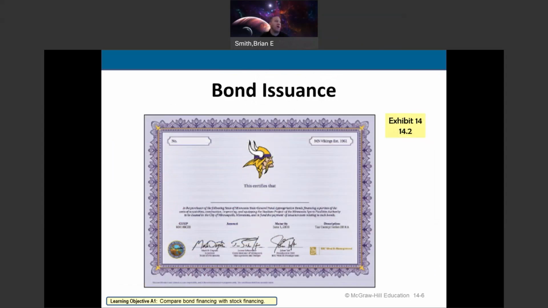And here's what a bond looks like. This one is for the Minnesota Vikings, and yeah, it looks pretty cute. Whatever.